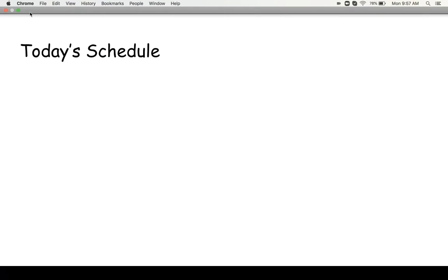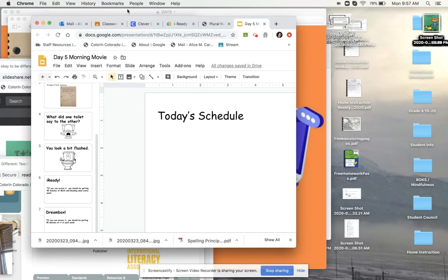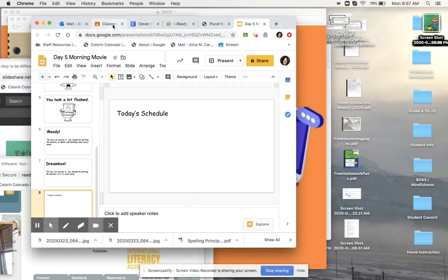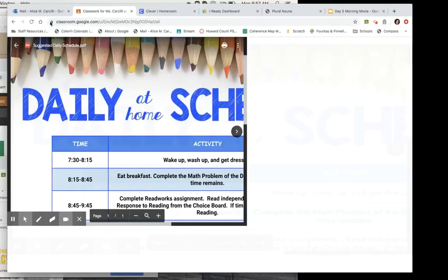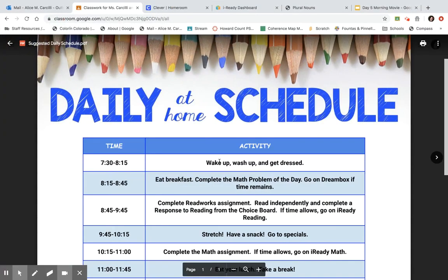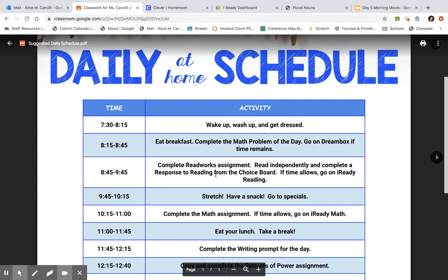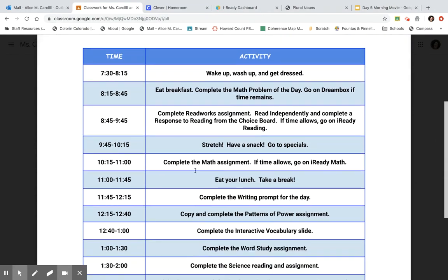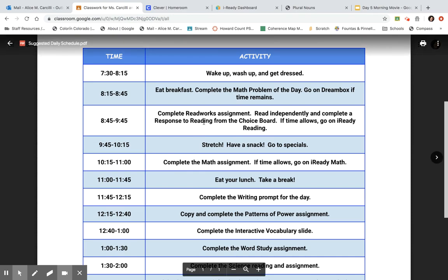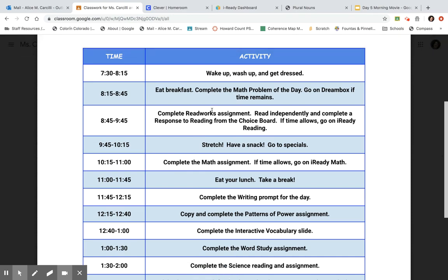What's next? Today's schedule. So let's just go over a little review of what we should be doing every day. All right. So hopefully all of you are clean while you're sitting around your house. I do recommend trying to get up and get ready for the day. It'll make you feel like you kind of have at least a little bit of a normal schedule. Math problem of the day you should do first.